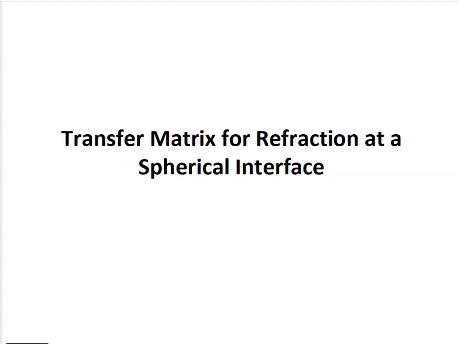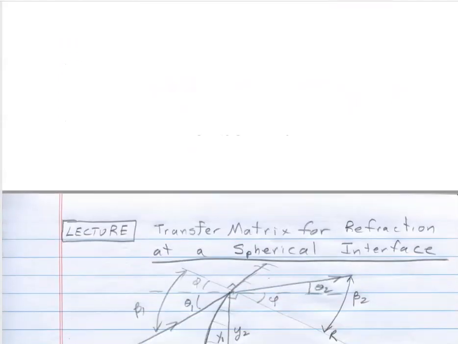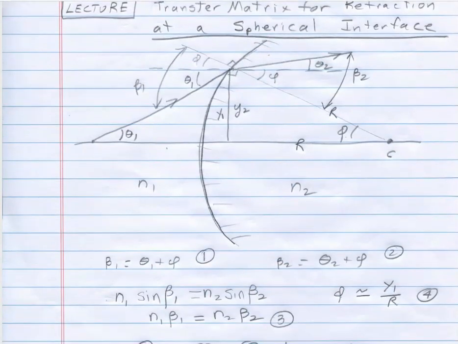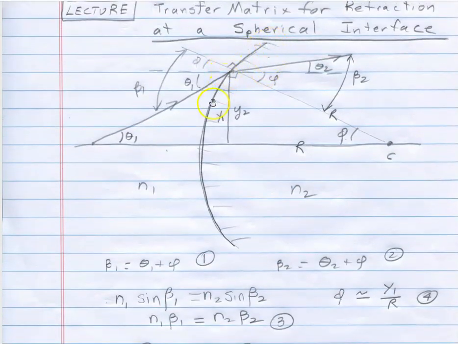Let's continue on and get a transfer matrix for a different situation, namely for refraction at a spherical interface. It's a little more complicated, but not too difficult. So there it looks like our usual setup for a spherical interface. I've got two dissimilar media, N1 and N2.